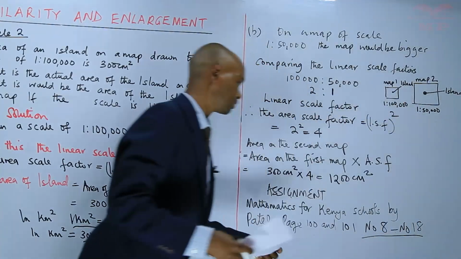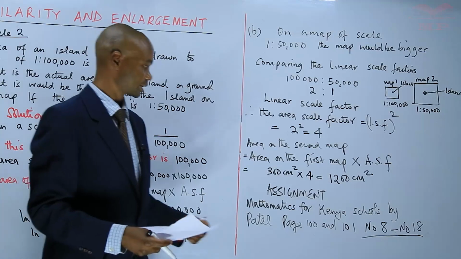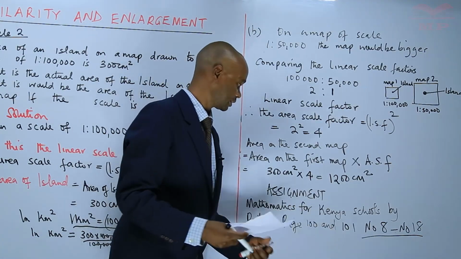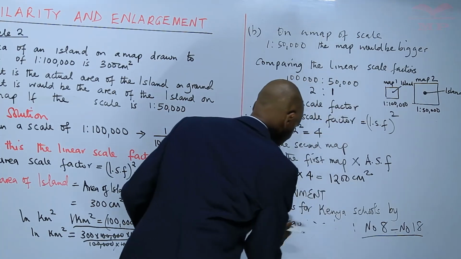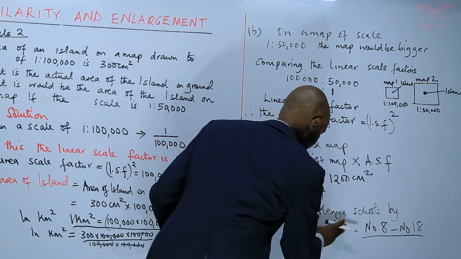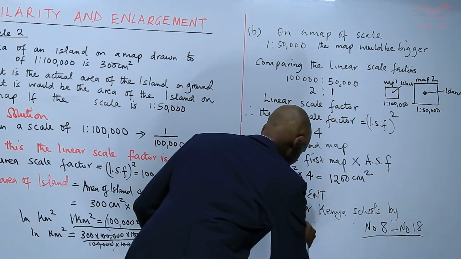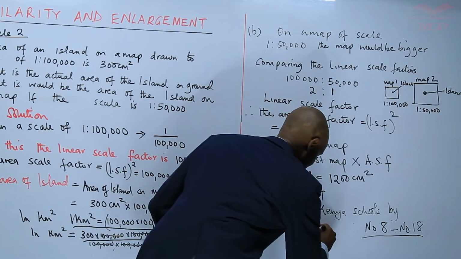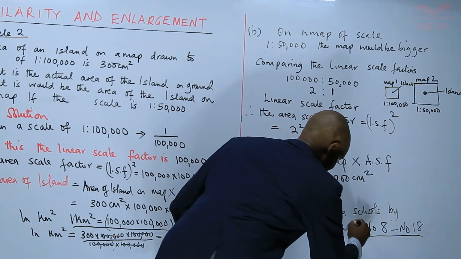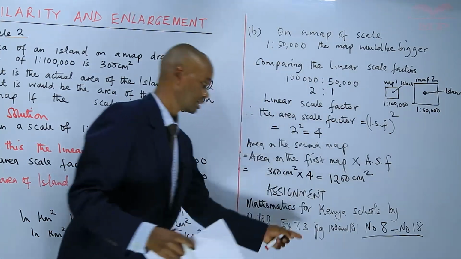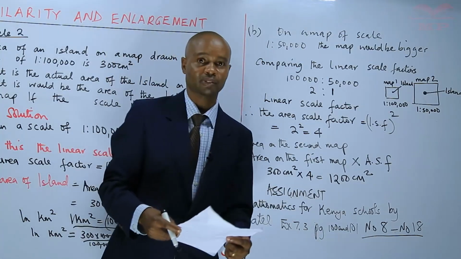So that will be the assignment, learner, from Mathematics for Kenya Schools by Patel, Exercise 7.3, pages 100 and 101, numbers 8 to number 18.